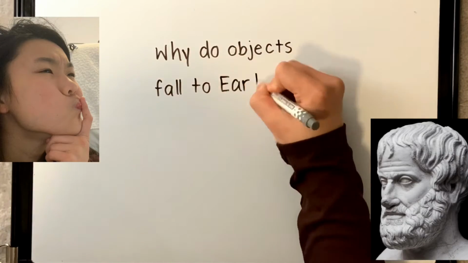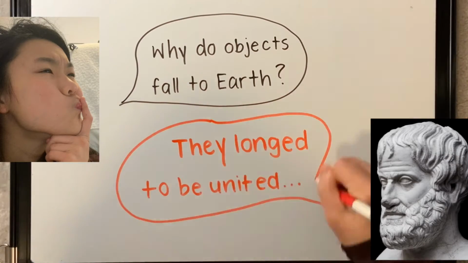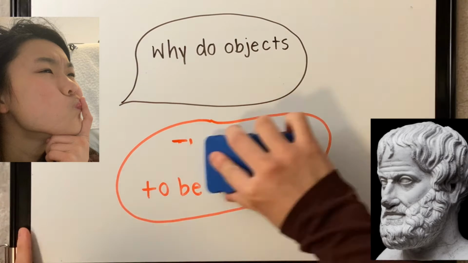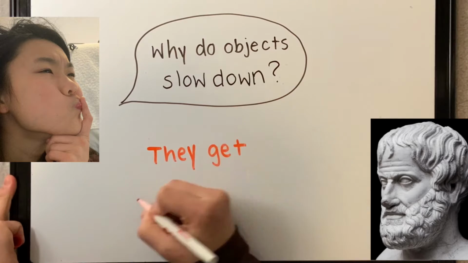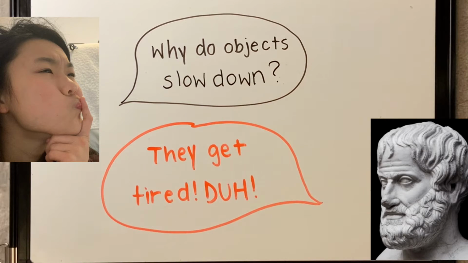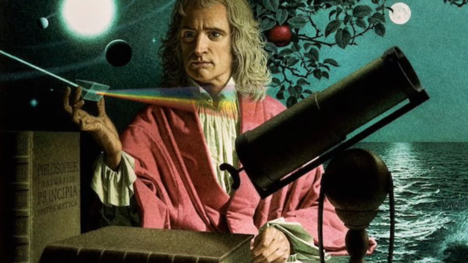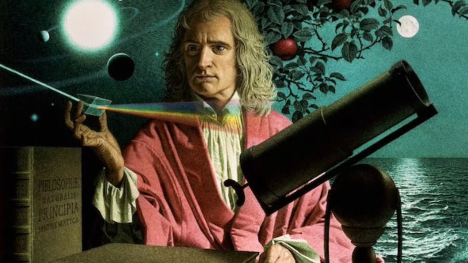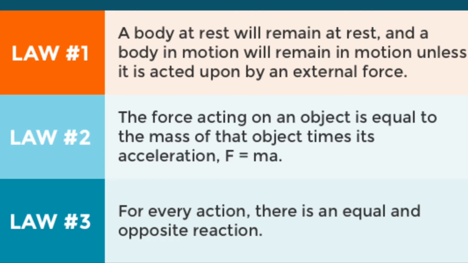Why do objects fall to Earth? According to Aristotle, it's because objects longed to be united with the ground. And why would these objects slow down when we put them in motion? Because they get tired. Duh. Well, we know it doesn't work like that from Papa Newton. Now, with an understanding of his infinitely more advanced laws of motion, the motion of pretty much everything can be explained.